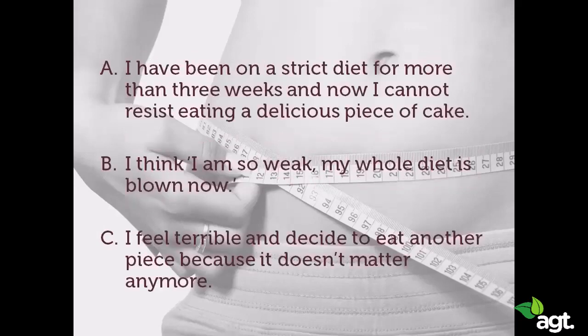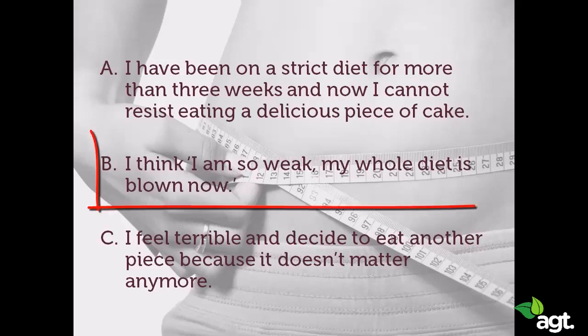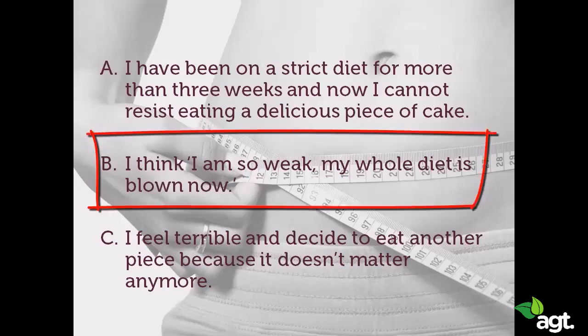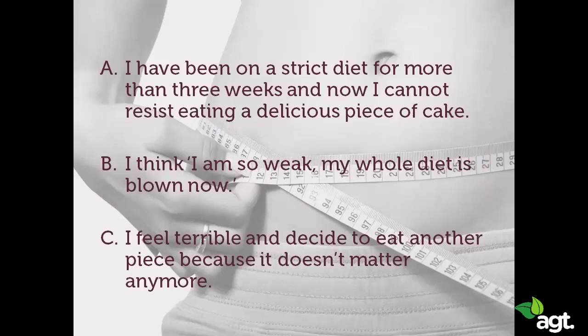Another way to look at it is you have been, again, on a strict diet for more than 3 weeks, and now you cannot resist eating a delicious piece of cake. But your thoughts here are, "Ooh, I'm so weak. My whole diet is blown now. I'm terrible. I don't have any willpower at all." And the consequence is, I feel terrible. You decide to eat another piece of cake, and because it doesn't matter anymore, because you're weak, your diet is blown anyway.